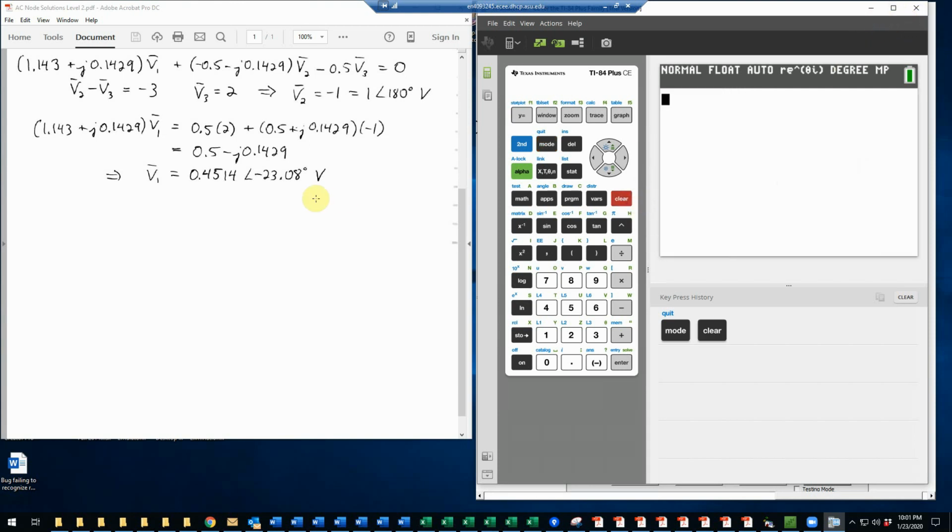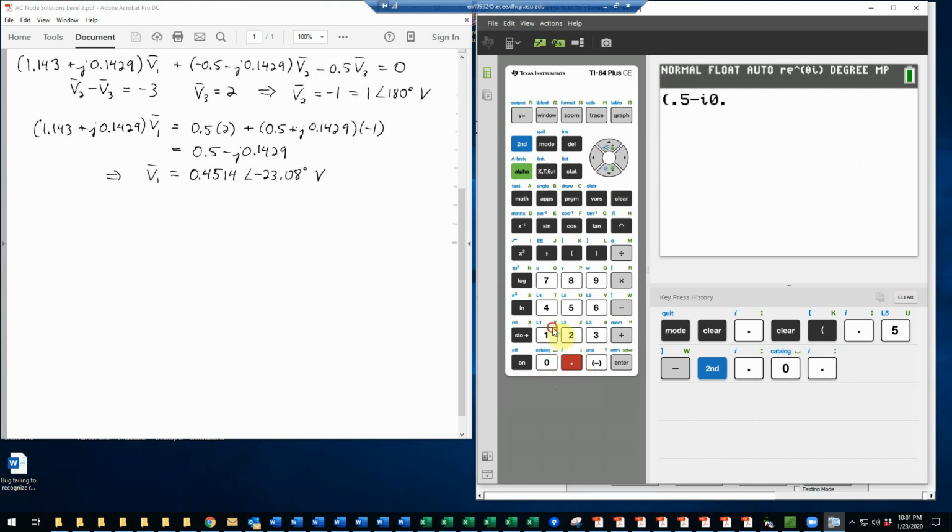Okay, so we'll enter that expression now. And so we have 0.5. Oh, I'm sorry. Let's clear that because I forgot the parentheses. So I'll put the parentheses, 0.5 minus, and the j becomes an i on the calculator. So that's second and a decimal point, basically, is the j, times 0.1429.